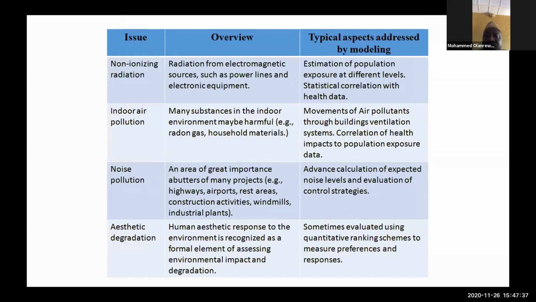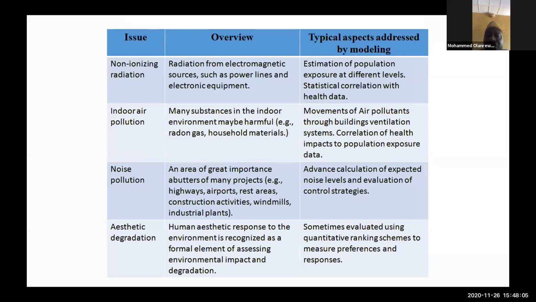Non-ionization radiation. Because I picked just about 25 areas that whoever is interested can try. Now, overview. Radiation from electromagnetic sources, such as power lines and electronic equipment. Typical aspect to be addressed by modeling: estimation of population exposure at different levels, and statistical correlation with health data.